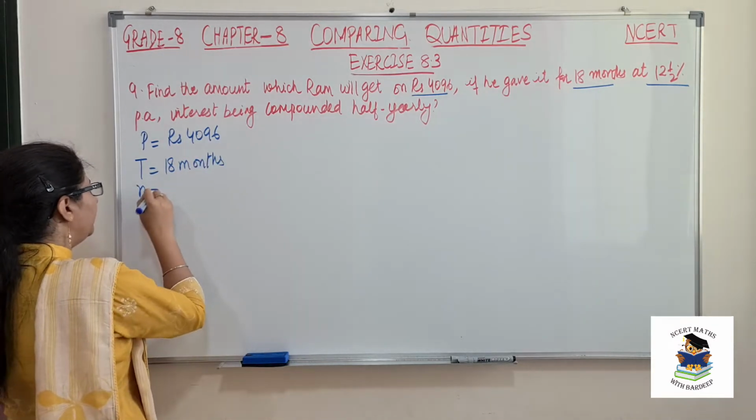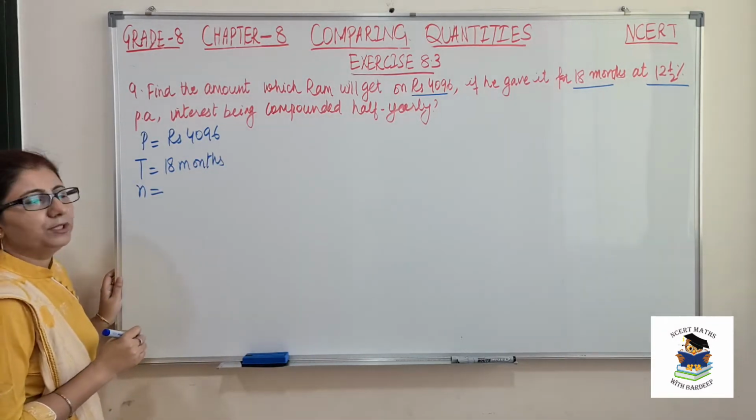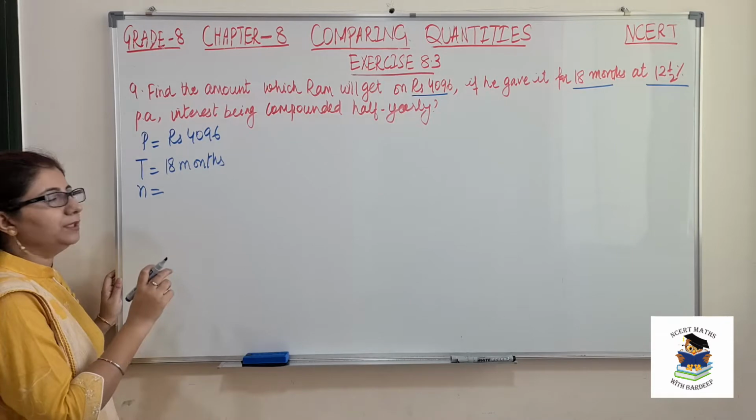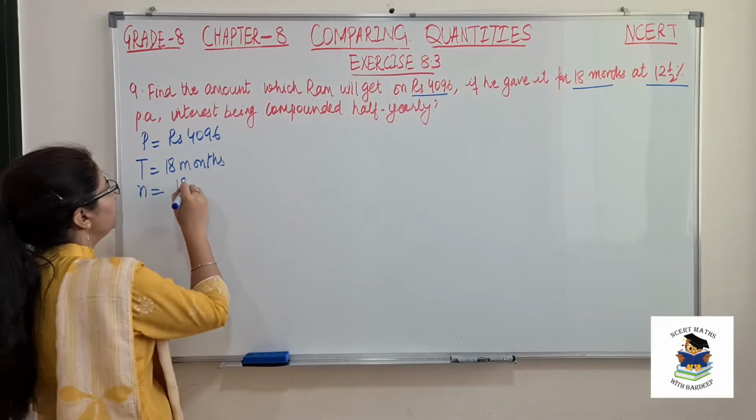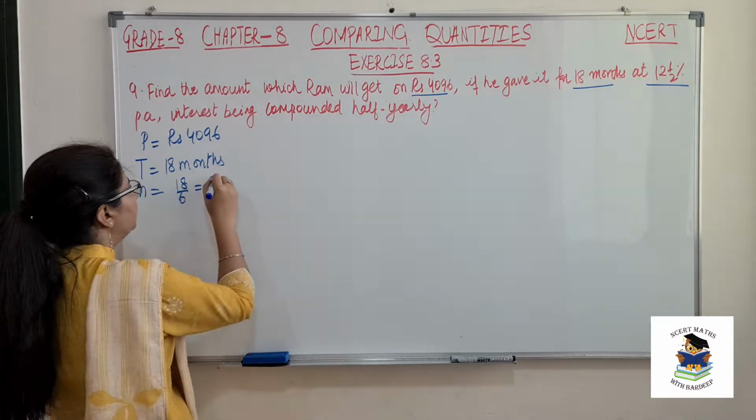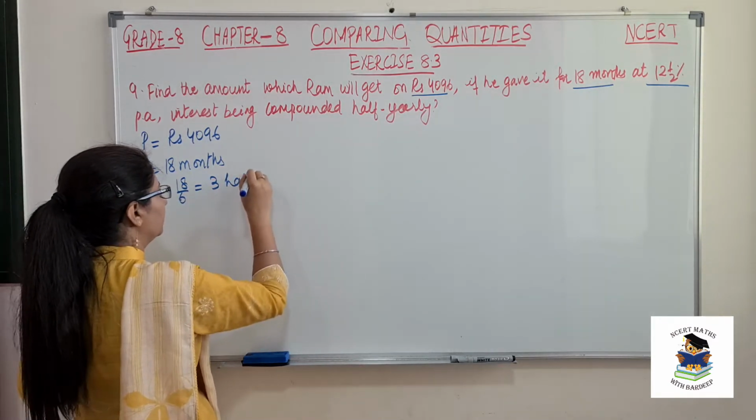So what should be n? This is compounded half yearly. So 18 months means 3 half years. 18 by 6, so that means 3 half years.